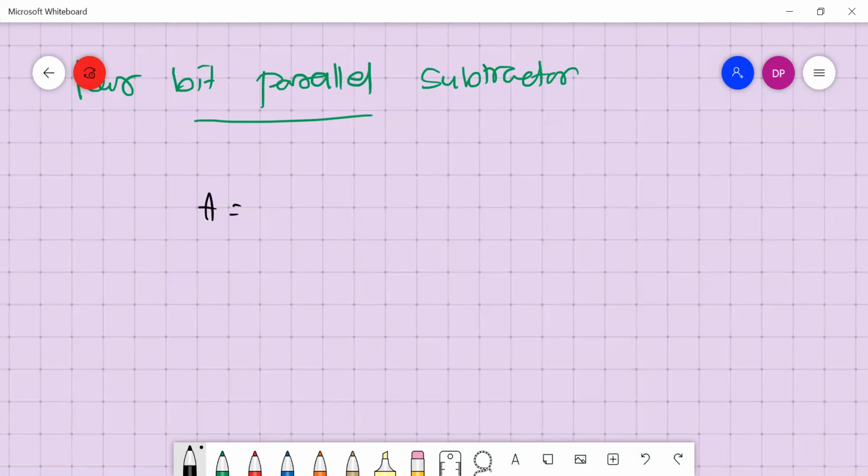The half subtractor and full subtractor are used to subtract two single bit binary numbers. Half subtractor without considering previous borrow, full subtractor considering previous borrow into account. But the subtraction is for two single bit binary numbers. Now we have 4-bit binary numbers. Let's say A is equal to 1101, B is equal to 1000. One example I'm taking quickly.